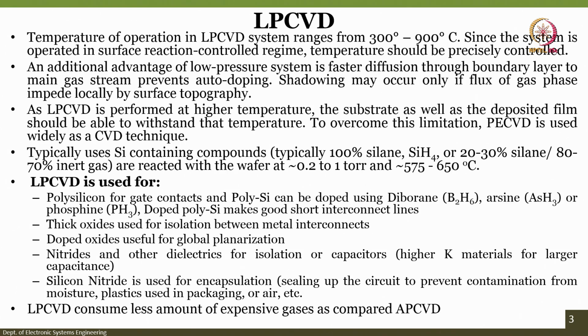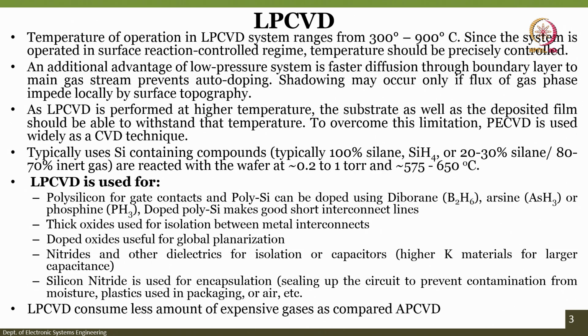We will see how PECVD works. Now, typically LPCVD uses silicon containing compounds, typically silane, SiH4, 20 to 30% silane with 70 to 80% inert gas, which are reacted at the wafer at about 0.2 to 1 torr and about 575 to 650 degrees centigrade. So, in that case the question would be, where should I use LPCVD, isn't it?